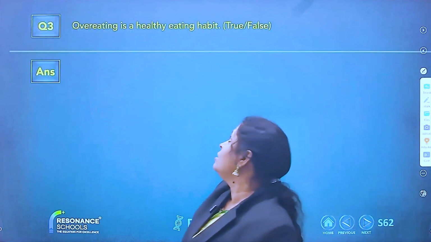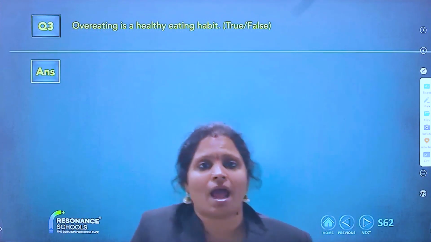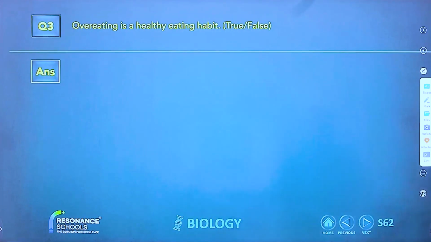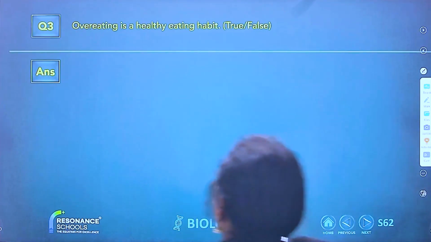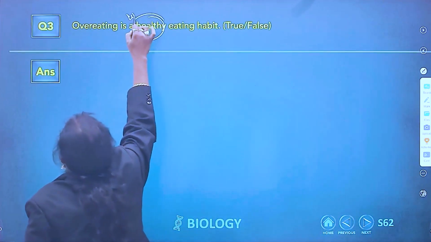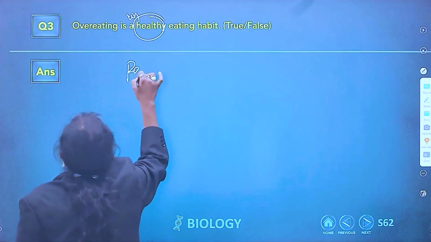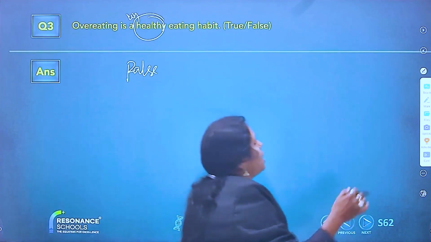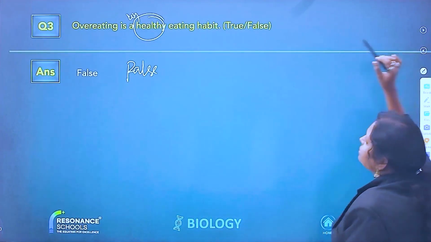Next question. Overeating is a healthy habit. Is it correct? False. This is false. It is not healthy, it is unhealthy. So the answer is false. Next.